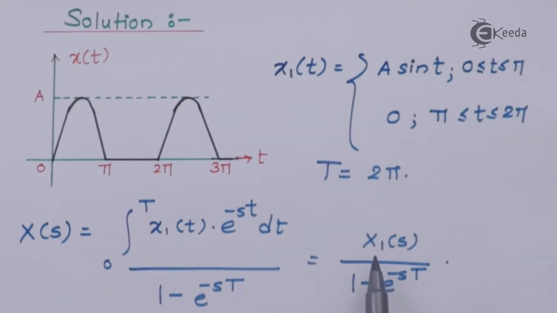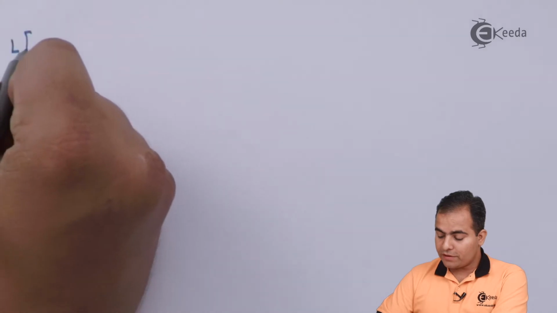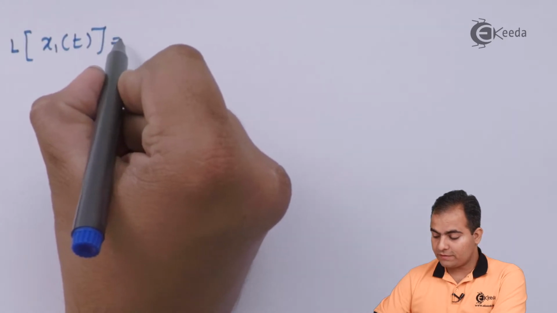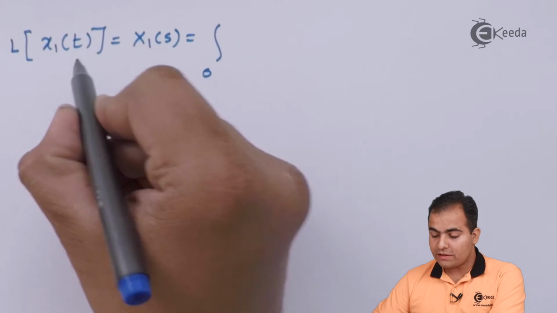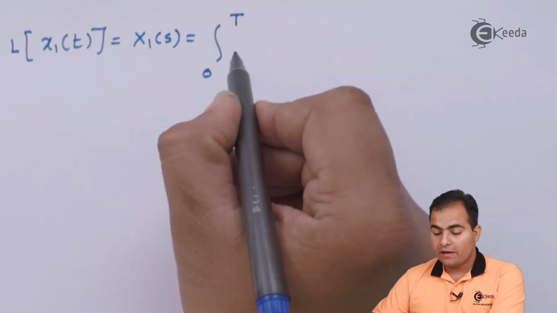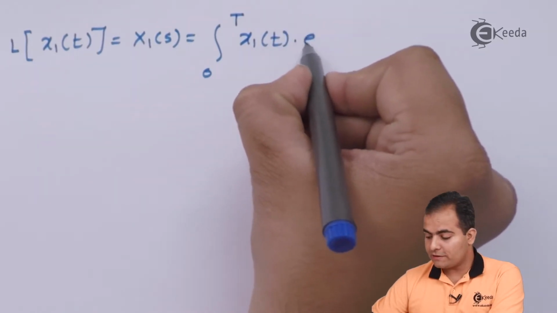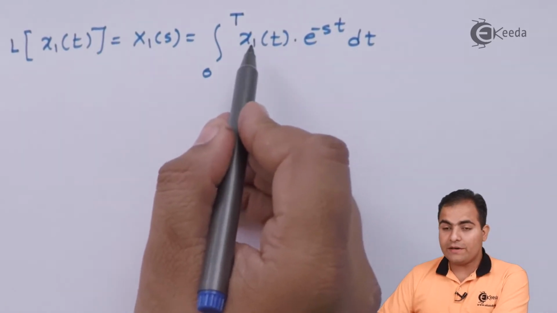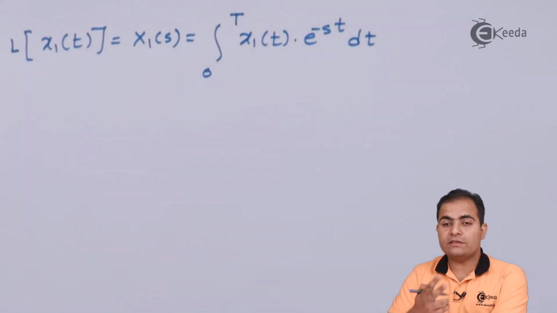First of all we will calculate the Laplace transform of x1(t). According to the definition, the Laplace transform of x1(t) is represented by X1(s), and the definition is that we have to integrate x1(t), multiplied by e to the power minus st dt, over the range from 0 to T. But x1(t) has two different values, so the integration limit will also change into two parts.